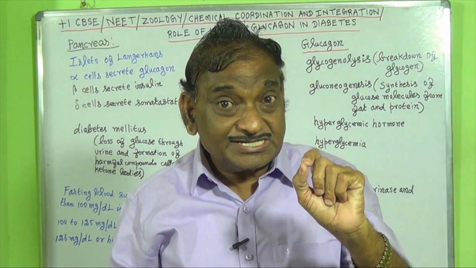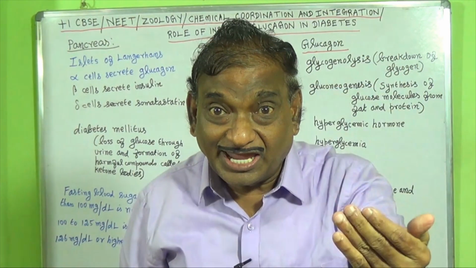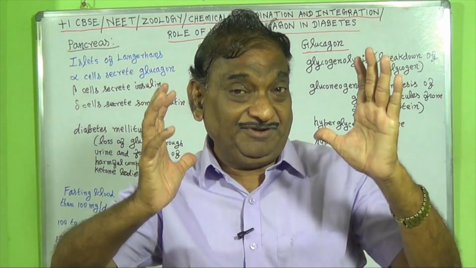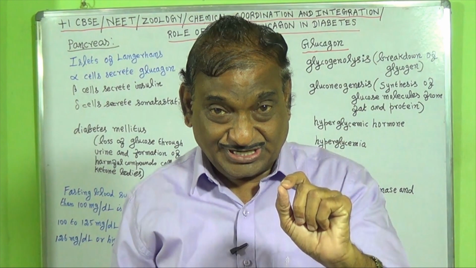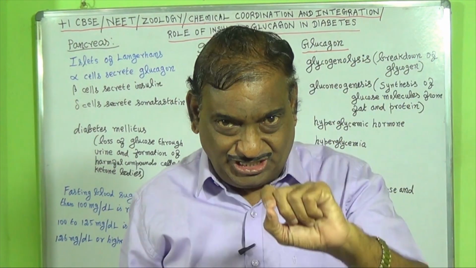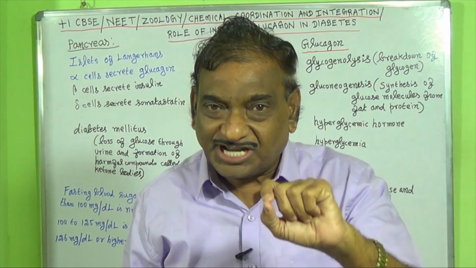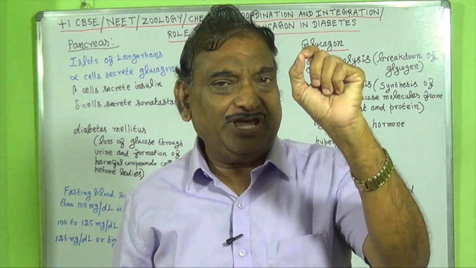The pancreas is placed on the back side of the stomach in the abdominal cavity. The length of the pancreas is 15 centimeter. The width of the pancreas is 2.5 centimeter. And the weight of the pancreas is 85 gram.